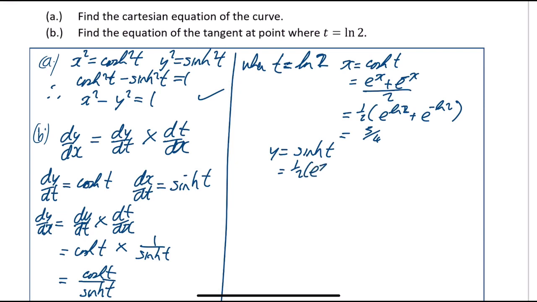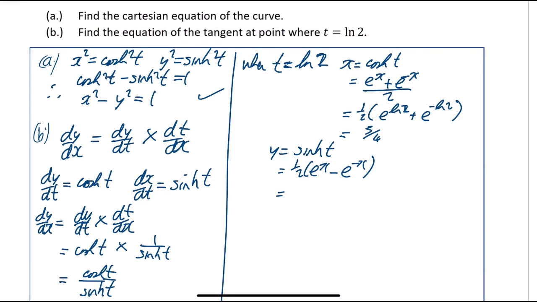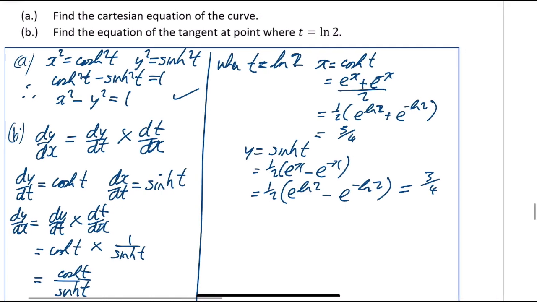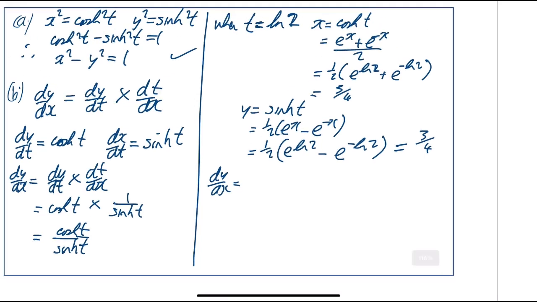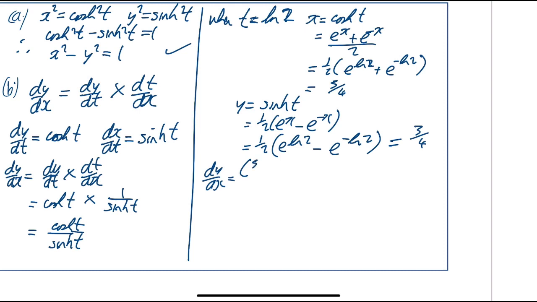Likewise, your y, which remember was hyperbolic sine of t, similar idea, is going to be a half times e to the x minus e to the minus x, which in this case is a half times e to the ln of 2 minus e to the minus ln of 2. And again, if you do that out in your calculator, you will get 3 over 4. And your dy by dx then is equal to, remember it was cos of t, which is 5 over 4, divided by your sine of t, which is 3 over 4, which works out to be 5 over 3.